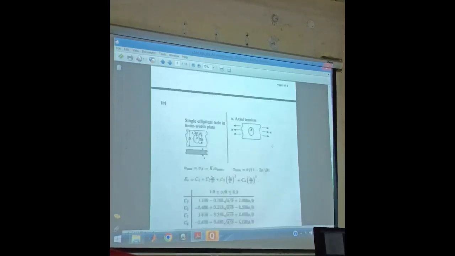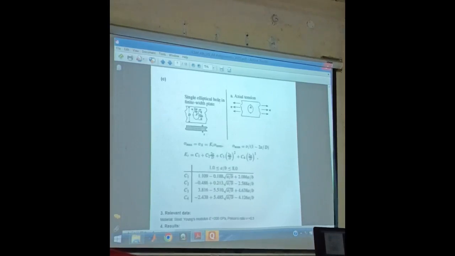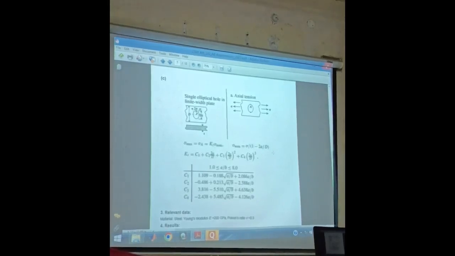Case 2. Case 3 is, let's say I have that elliptical hole, it is not an infinite plane, it is of finite width. Then in a similar way, sigma max is related to this expression, and Kt is related to this. And what is A and D? D is this distance, A is this distance. Load is applied in these directions.